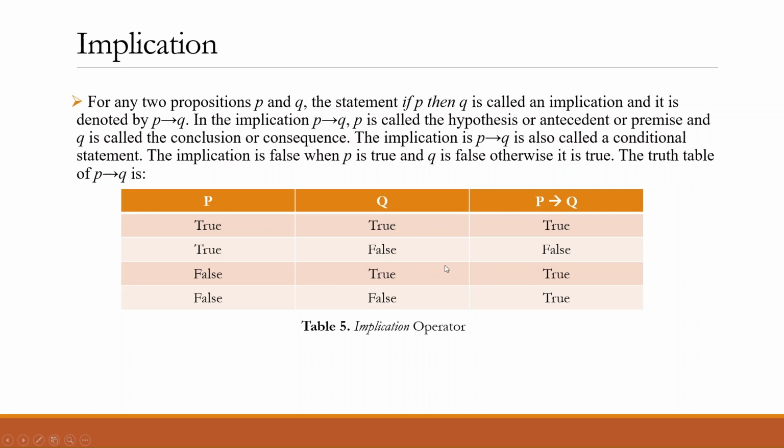So here we have the table, with two columns for the propositions P and Q, and here we have P implies Q. Basically, P implies Q is false only when P is true and Q is false. Okay, so starting from something that is true, we cannot arrive at something that is false. In the rest of the scenarios, the result is true.